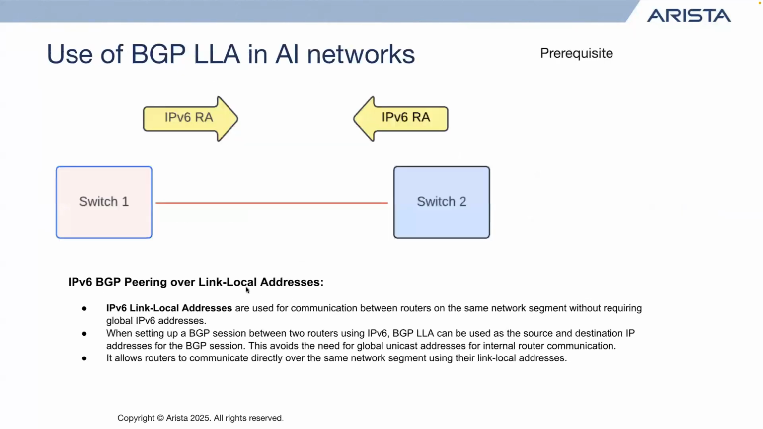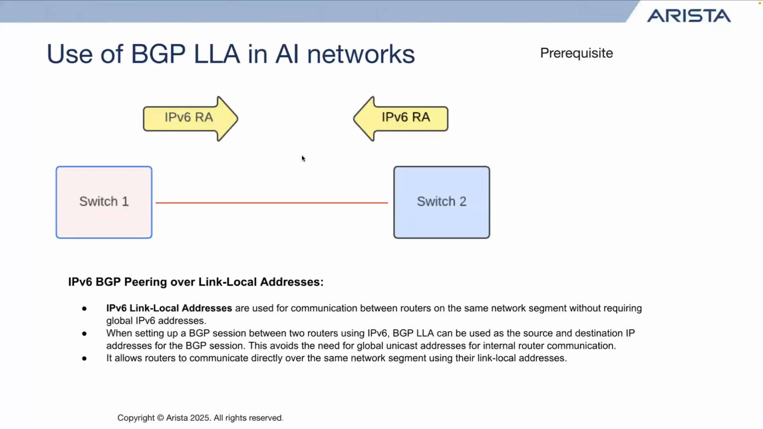Now, next, I'd like to take your time to discuss the use of BGP LLA in AI networks. Something we already know is that IPv6 router advertisement packets play a critical role in ensuring that the IPv6 addresses are configured correctly on the router devices or the multi-layer switches before the BGP session can be established.